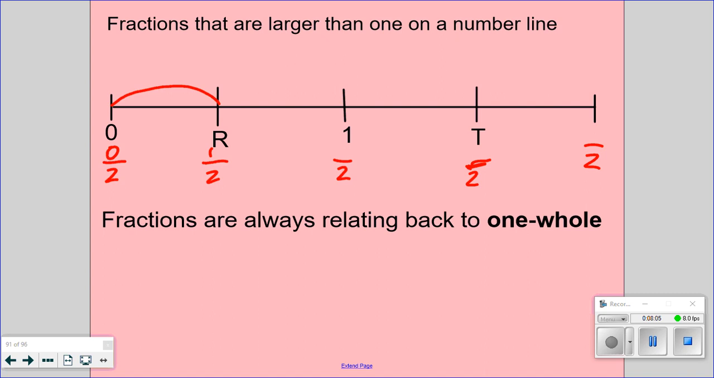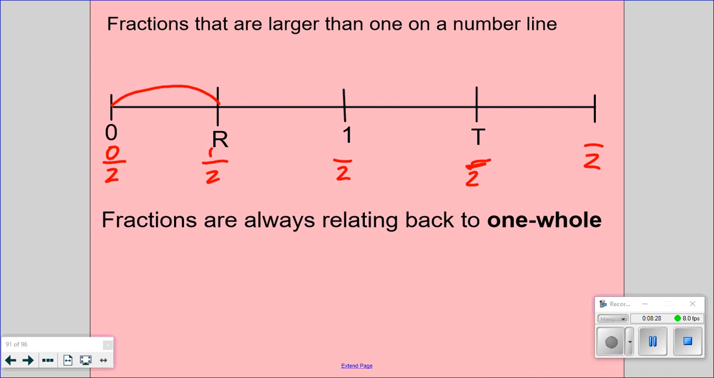I just zoomed out a little bit. We zoomed in and we were first looking at only 0 to 1. Now I'm zooming out a little bit. That's still 1/2 because Lydia said it's 1/2 of one whole. But it's not in the middle because I'm zooming out.